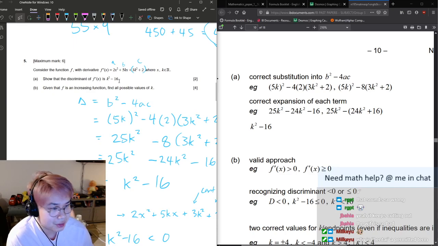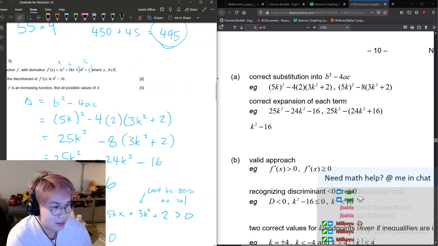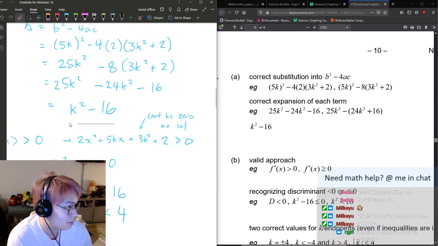Okay, show the discriminant is this. So you just plug it into the discriminant, which is exactly what they do. And then you just show it. So that's good.